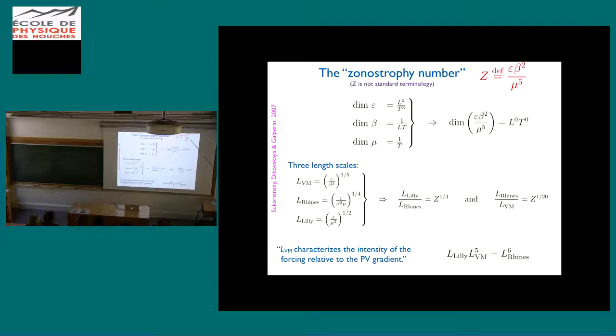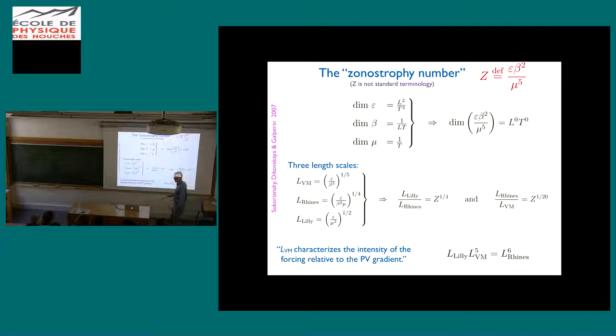And it can be thought of as a ratio of these different length scales. For instance, the Lilly length divided by the Rhines length is the 1/4 power of that non-dimensional number. The Rhines length divided by the Vallis-Maltrud length, L sub VM, which characterizes the intensity of the forcing relative to the PV gradient, is given by the zonostrophy number to the power 1 over 20, and that's very unfortunate. Or you can say that Lilly's length multiplied by the fifth power of the Vallis-Maltrud length is the Rhines length to the sixth power. Okay, so all of these links are connected.